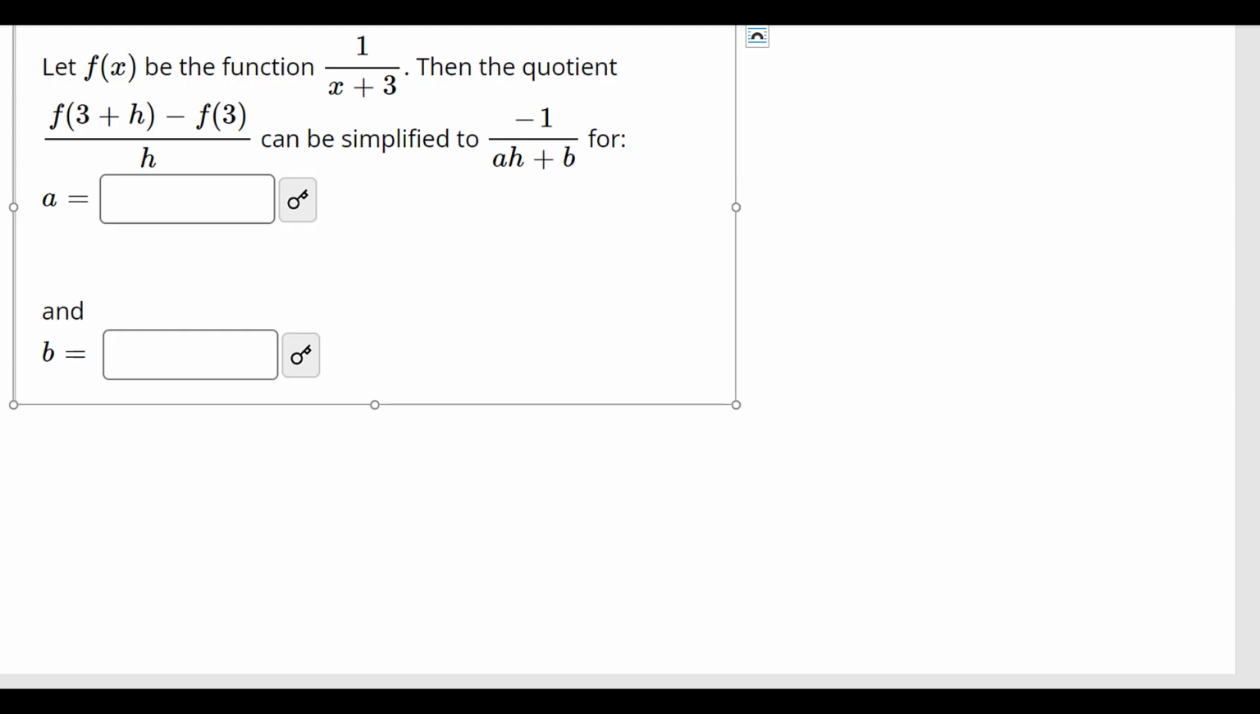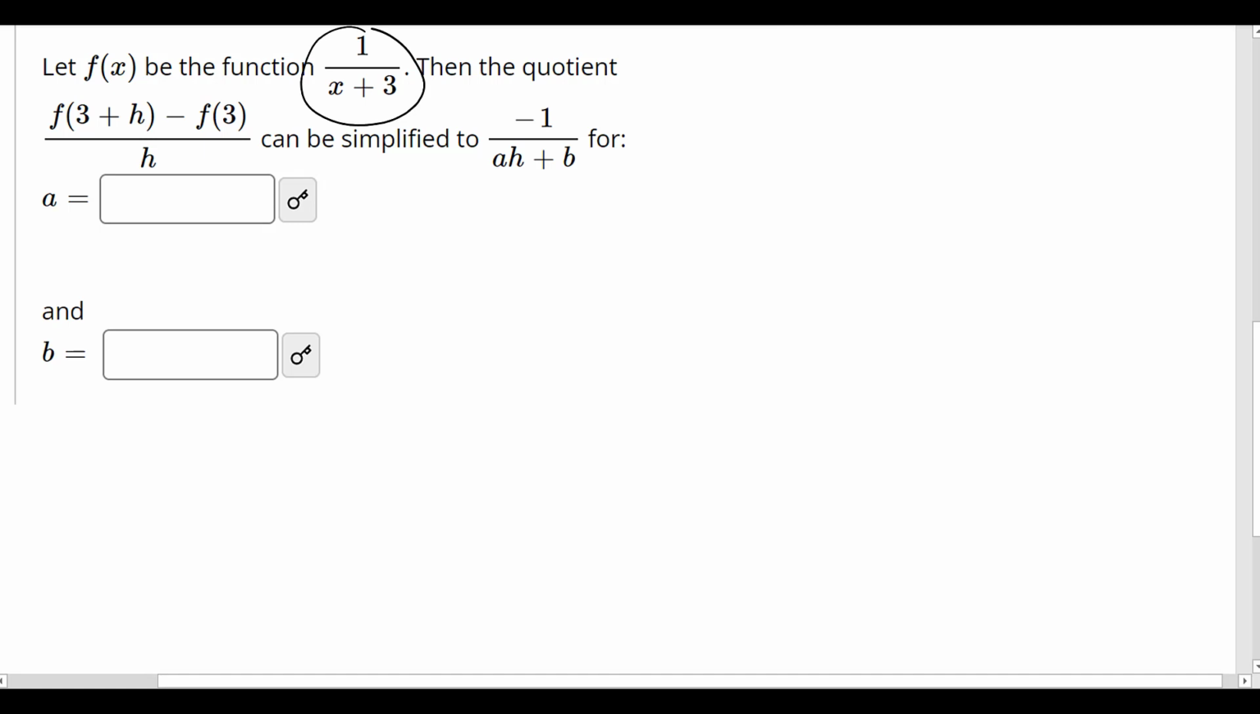Okay, for this problem, this is number 6 from defining the derivative. Let f of x be the function 1 over x plus 3. Then the quotient f of 3 plus h minus f of 3 all over h. This is the difference quotient that you may have learned about in your pre-calculus days. But it gets a little complicated because we have this fraction here and it creates a complex fraction situation.